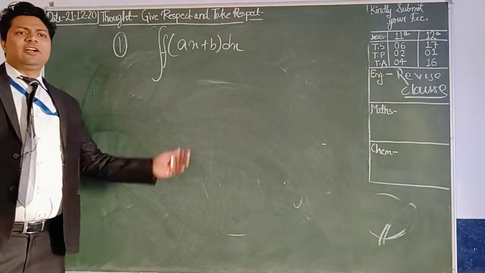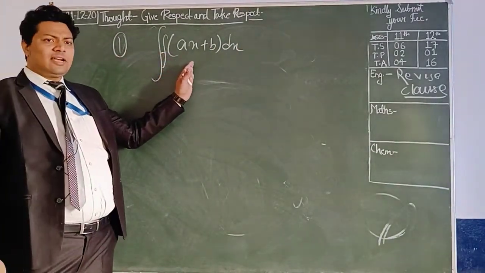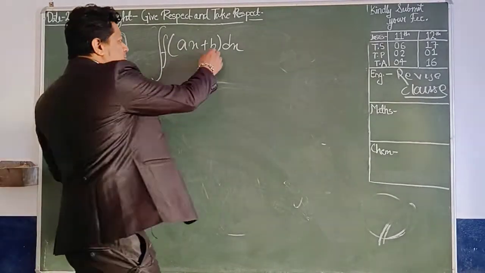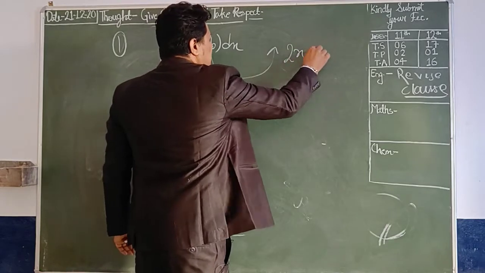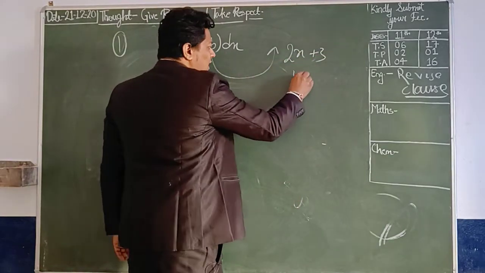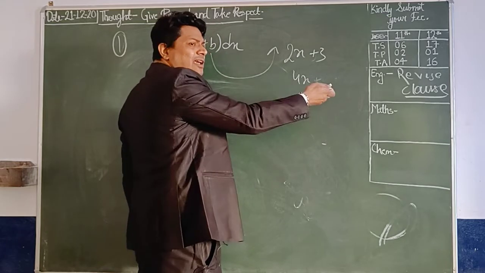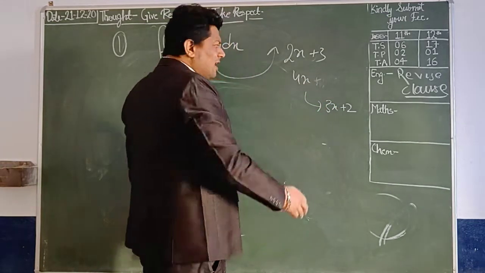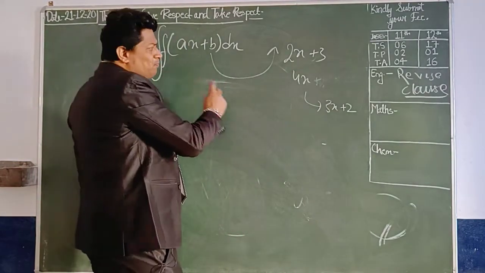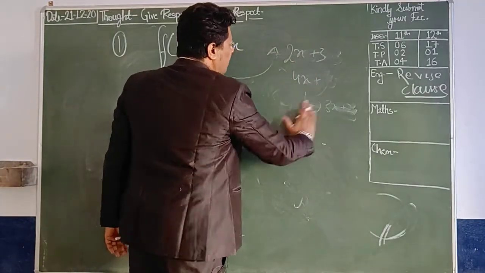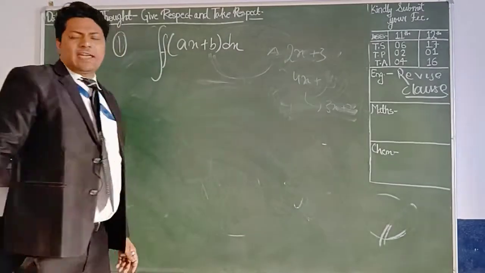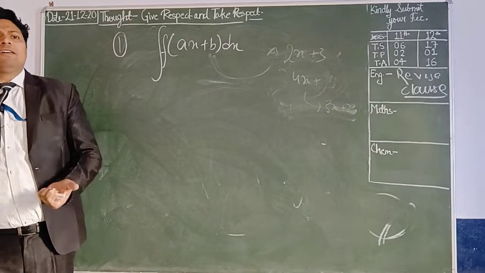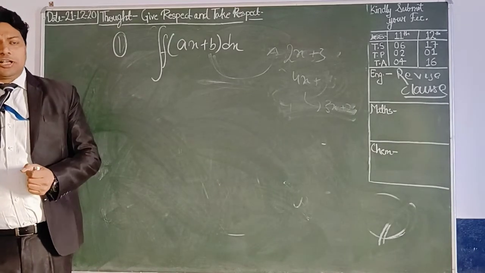This one is the general form: you have to integrate f of ax plus b dx. So you can simply say it will be written as 2x plus 3, or 4x only, or 3x plus 2. So this is the general form ax plus b. If the function is like that, the integral of f of ax plus b, then what will be the value? This is the first theorem.